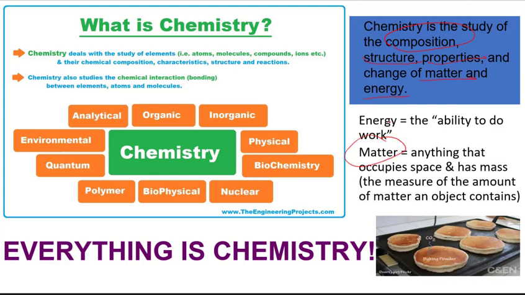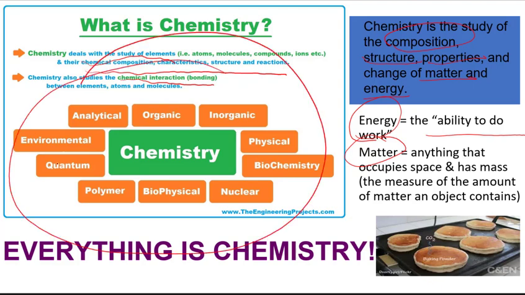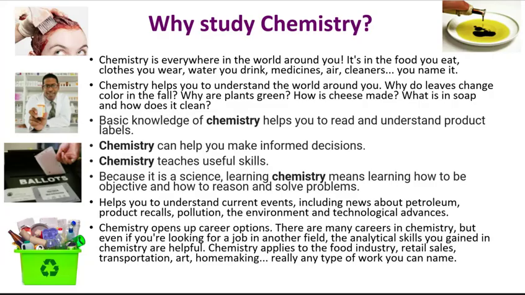Hopefully you remember back from previous science classes that matter is anything that has mass and takes up space. And energy is the ability to do work. Chemistry deals with the study of elements, atoms, molecules, compounds, ions, and their chemical composition, characteristics, structures, and reactions. Chemistry also studies the chemical interactions, like bonding, between elements, atoms, and molecules. Look at all of the pieces of chemistry. There's organic chemistry, inorganic, physical chemistry, biochemistry, nuclear, polymer, environmental, analytical. Everything is chemistry.